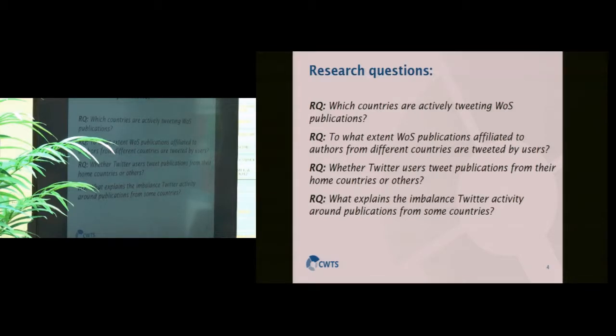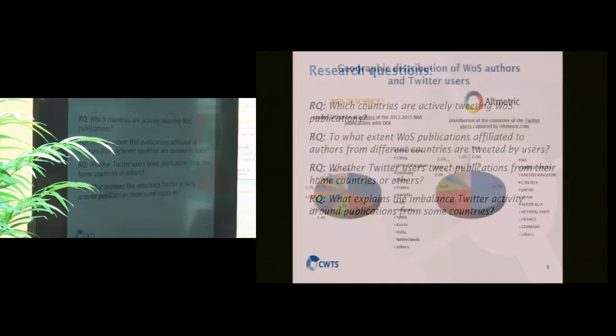So we were interested to answer these questions: which countries are actively tweeting Web of Science publications, and on the other hand, to what extent Web of Science publications are tweeted across different countries. And also, particularly, we were interested to see whether Twitter users from different countries are interested to tweet publications from their home countries or other countries, and at the end to have some idea of what would explain this Twitter activity across different countries.